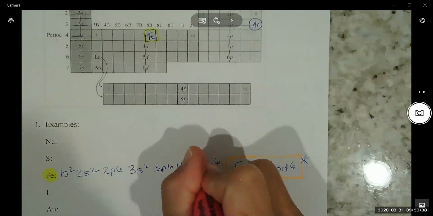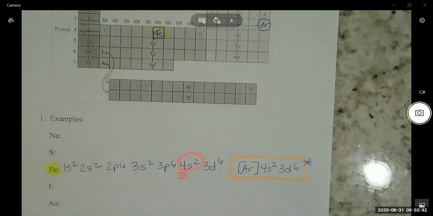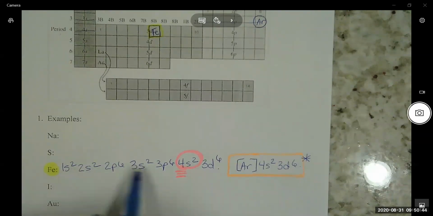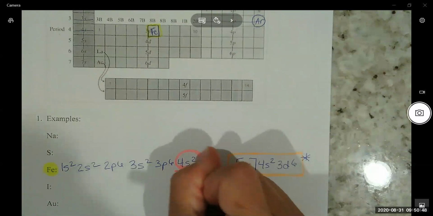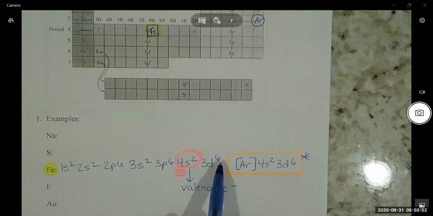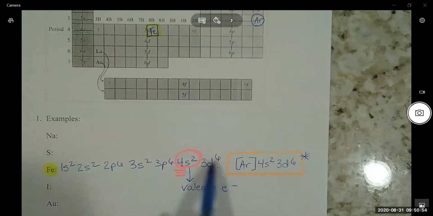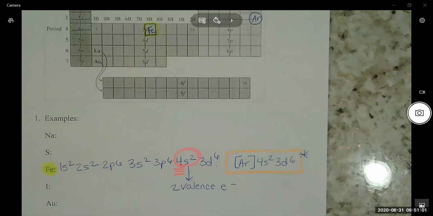Other things that are important to know: valence electrons. Valence electrons are the ones that are in the energy level that has the highest number. So that's the big number in front, the 3s and 4s. So these are my valence electrons. They're not necessarily the ones that I filled up last. It's the ones that are in the highest energy level number. So there are 2 valence electrons for iron. That's important for charges and bonding and all of that as well.